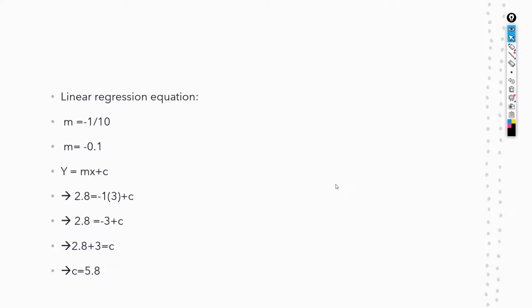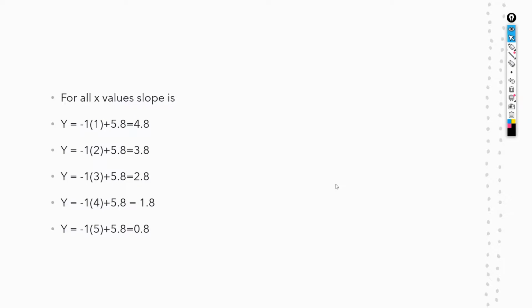Now let's substitute this m value in the equation y equals mx plus c. Here y is 2.8, which is the mean value of the y variable, and the m value is minus 0.1. After we multiply that 3 into 0.1, we can find c. So c is equal to 5.8, where c is the intercept. So we get 5.8, and we can follow this.